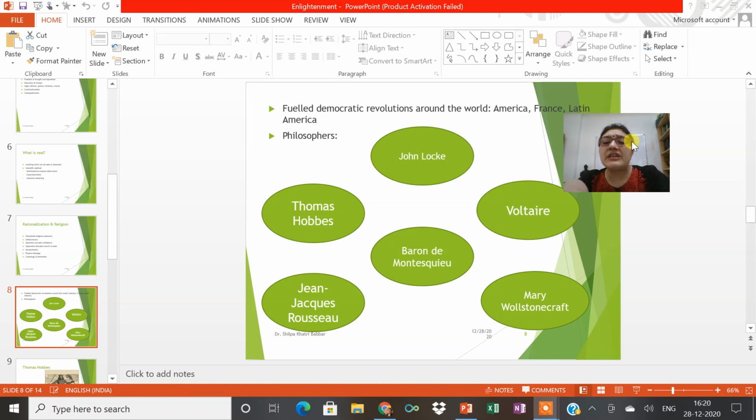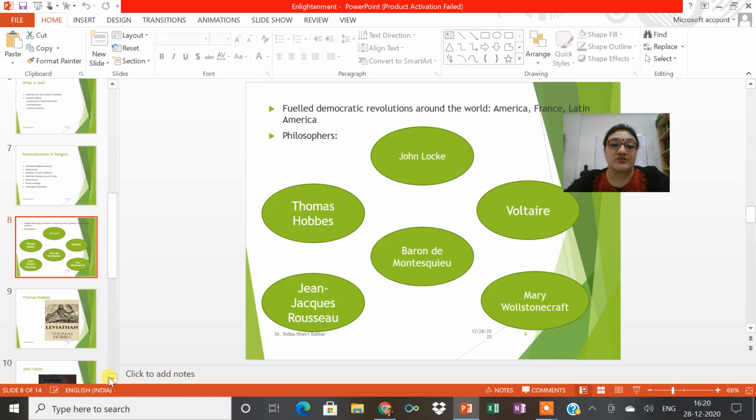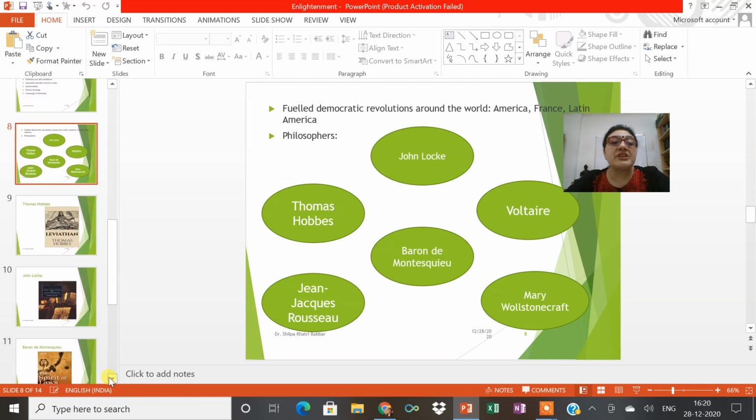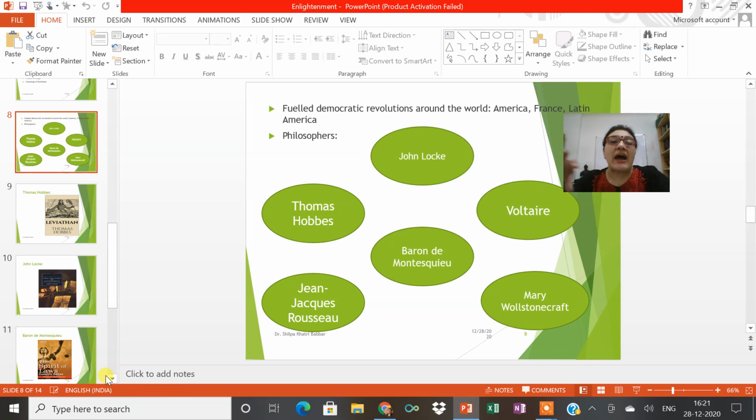And on your screen, the six theorists, the six philosophers: Thomas Hobbes, John Locke, Montesquieu, Rousseau, Voltaire, and Mary Wollstonecraft. The thought processes which these philosophers had nurtured went a very, very long way in enabling the growth of sociology. And I shall be picking each one of these five in this particular lecture. So that means Locke, Hobbes, Voltaire, Montesquieu, and Rousseau.